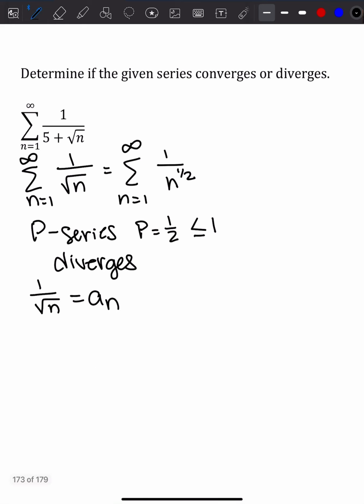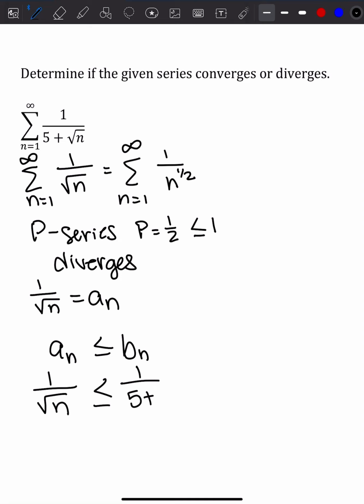Okay, so now what we needed to make sure is that a sub n is less than or equal to b sub n. So we said a sub n is 1 over the square root of n. That has to be less than or equal to 1 over 5 plus the square root of n. And then if I multiply by the denominator on both sides, this would mean 5 plus the square root of n is less than or equal to the square root of n. And that's not a true statement.